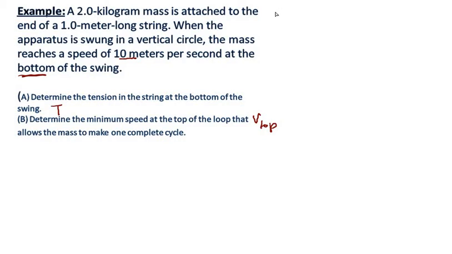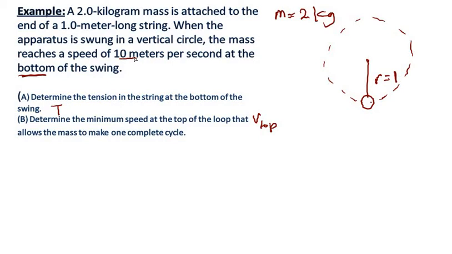A 2 kilogram mass, this is m, the mass, 2 kilograms, is attached to the end of a 1 meter long string. Because the mass is moving in a circle, the length of the string is the radius of this circle. The mass reaches a speed of 10 meters per second at the bottom. So v is equal to 10 meters per second. This is v at the bottom. Determine the tension in the string.